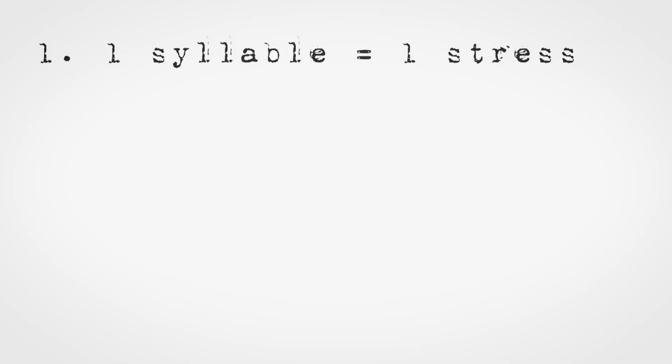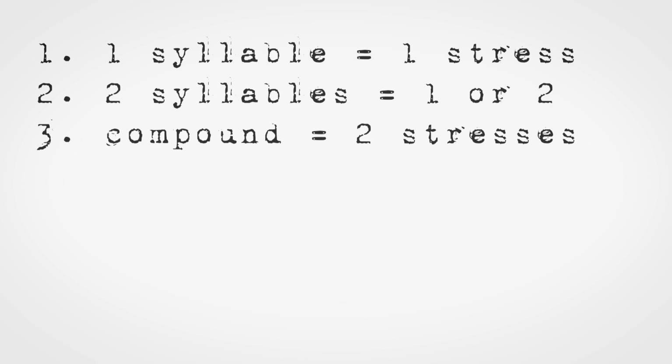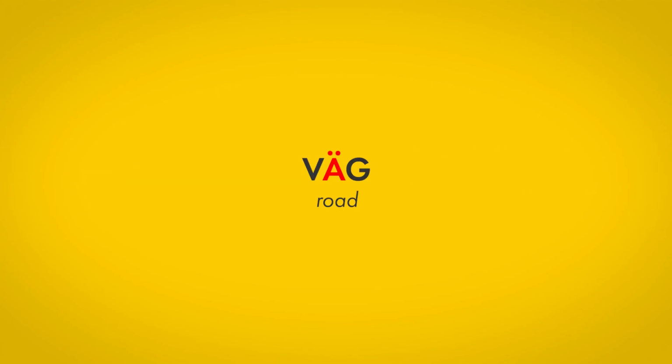Word stress. In Swedish, a word can have 1 or 2 stresses. A word with 1 syllable only has 1 stress, right? If it has 2 syllables, it can have 1 or 2 stresses. And if it's a compound, it has 2 stresses. Väg. Road. 1 syllable, 1 stress. Motor. 2 syllables. 1 main stress in the beginning and a secondary stress. And then we have the compound. Motorväg.